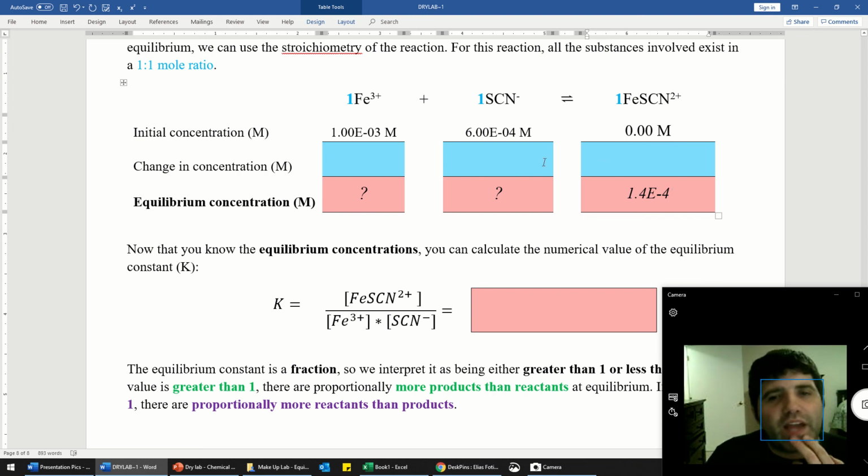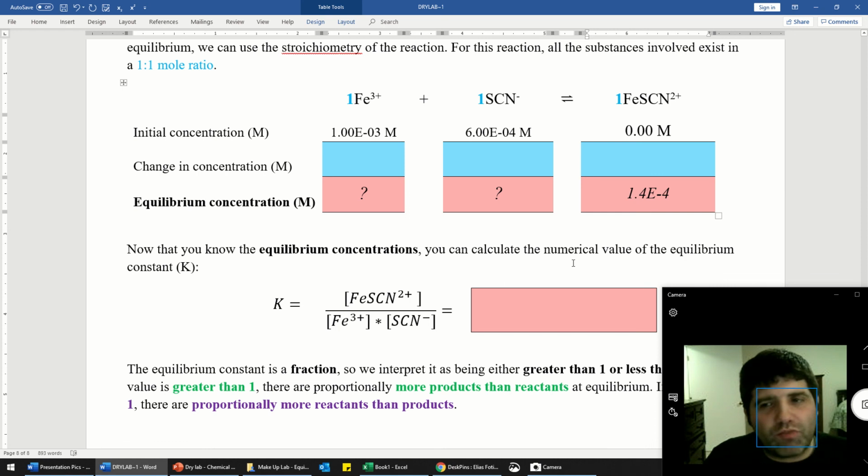So the way we do that is we insert a row in the middle here. What it shows is we have where we start, where we finish, and then this is the change. So we have a table here that has initial, change, and equilibrium. The name for these tables is ICE tables: initial, change, and equilibrium. The middle row right here is going to follow the stoichiometry. Everything is in a 1:1:1 ratio.